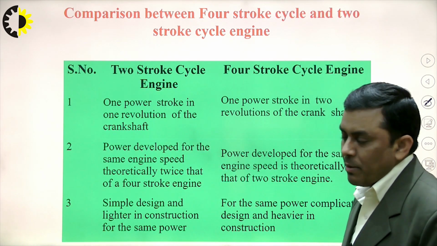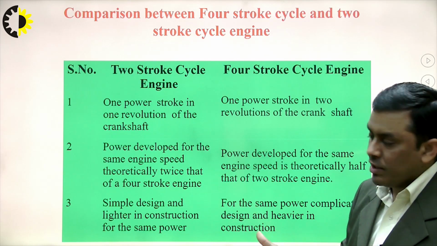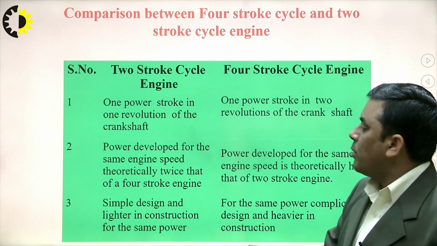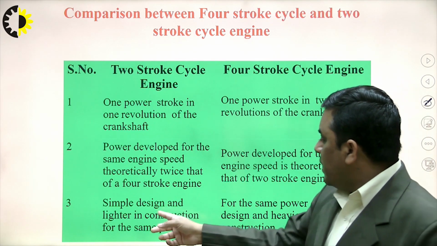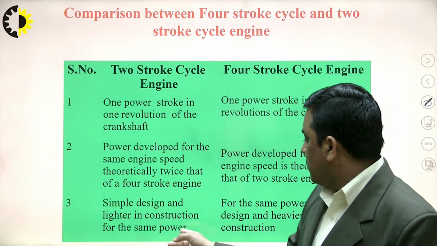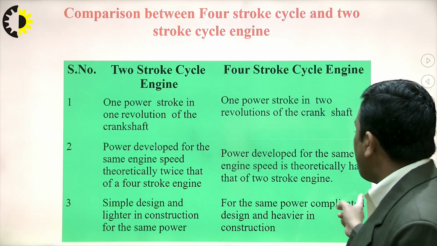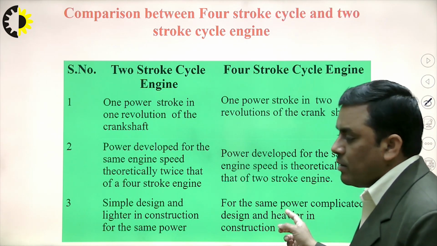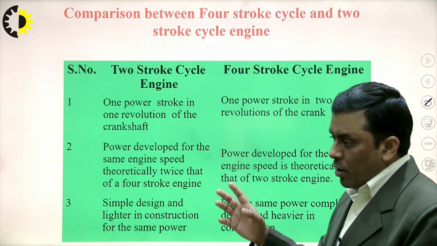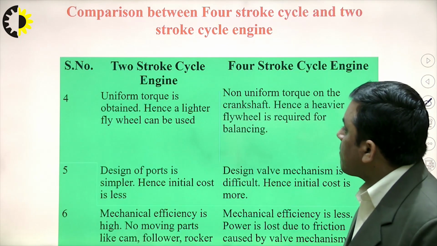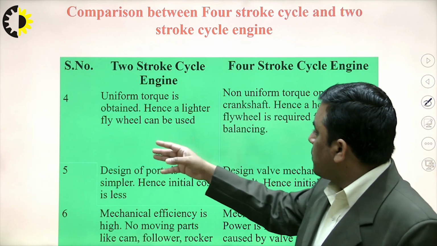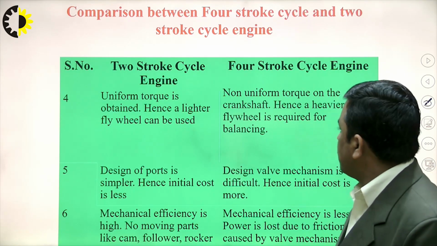So, obviously power P equal to 2 pi NT upon 60. So, if N is more, then obviously the power will be more. Here it will be lesser. Simple design and lighter in construction for the same power. For the same power, complicated design and heavier in construction, because of the cam and valve actuating mechanism, it is having more complicated design. Uniform torque is obtained, hence a lighter flywheel can be used.